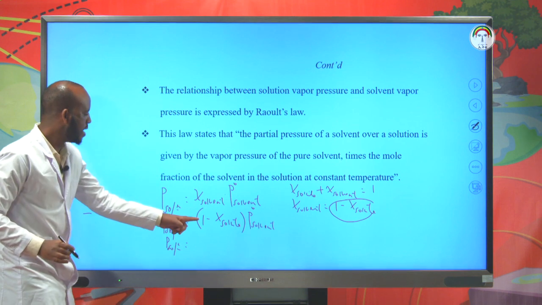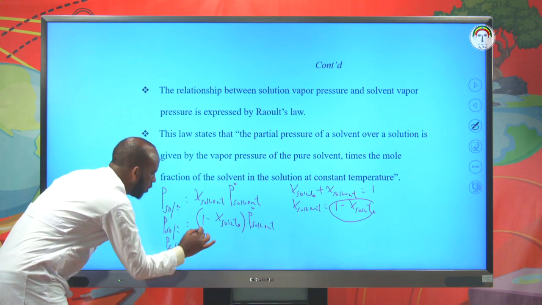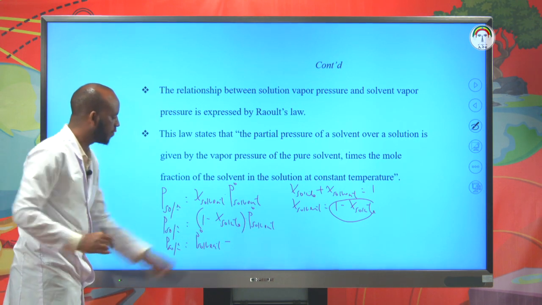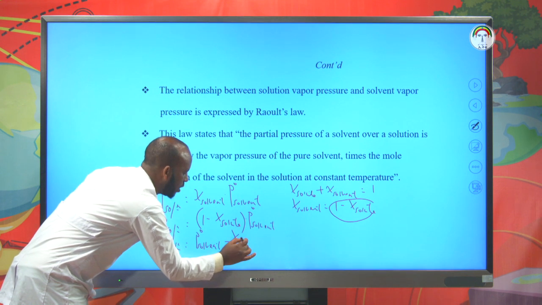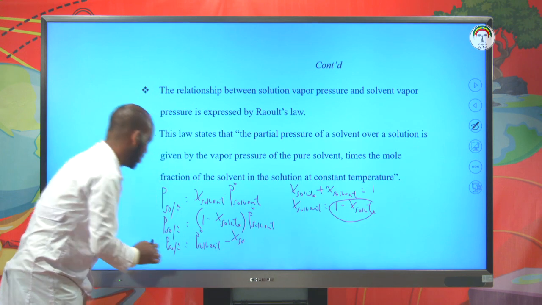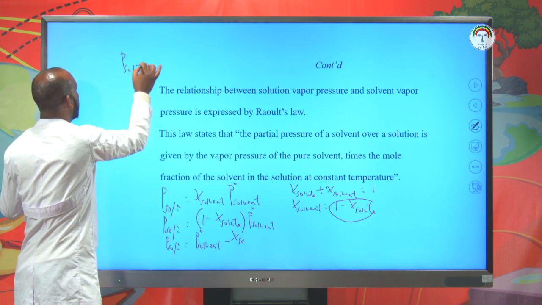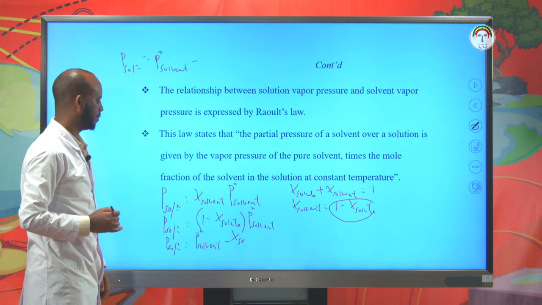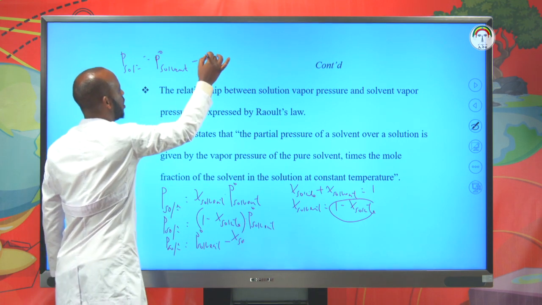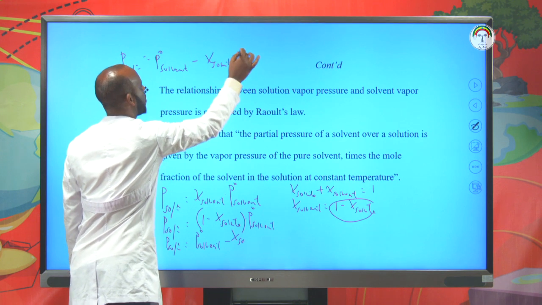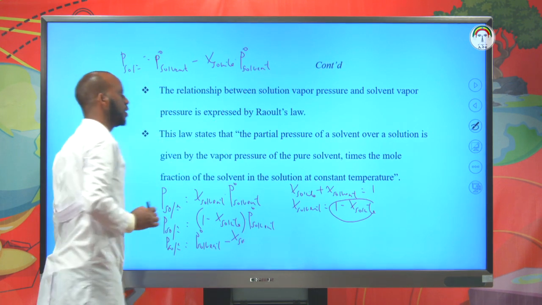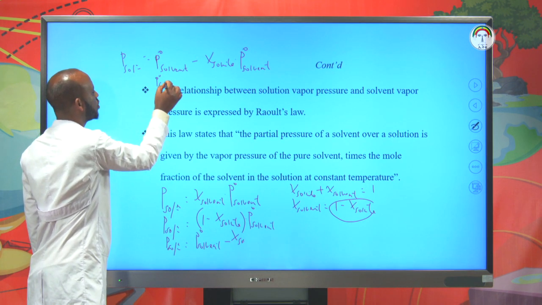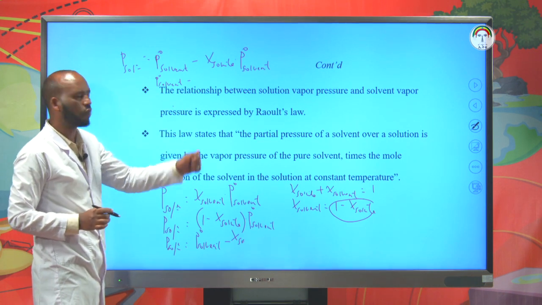P of the solution equals 1 times vapor pressure of pure solvent, P naught of the solvent, minus P naught of the solvent times mole fraction of the solute. So P of the solution equals P naught of the solvent minus mole fraction of the solute times vapor pressure of a pure solvent, P naught of the solvent. We can write this as P naught of the solvent minus P of the solution, vapor pressure of pure solvent minus vapor pressure over the solution.